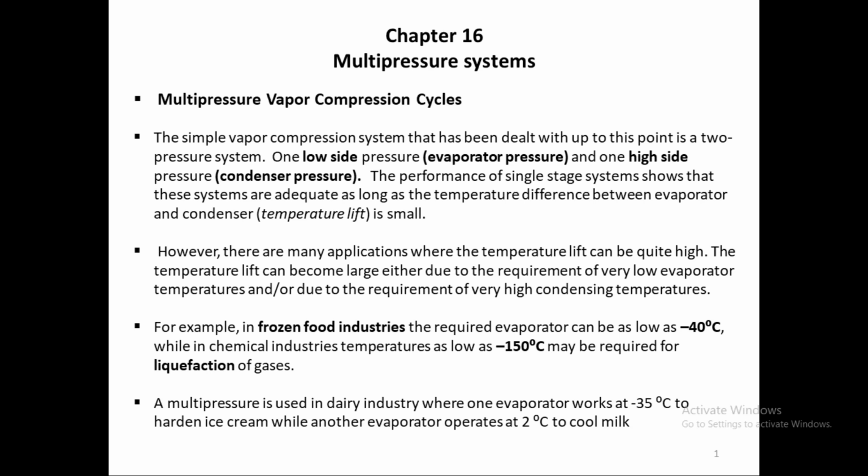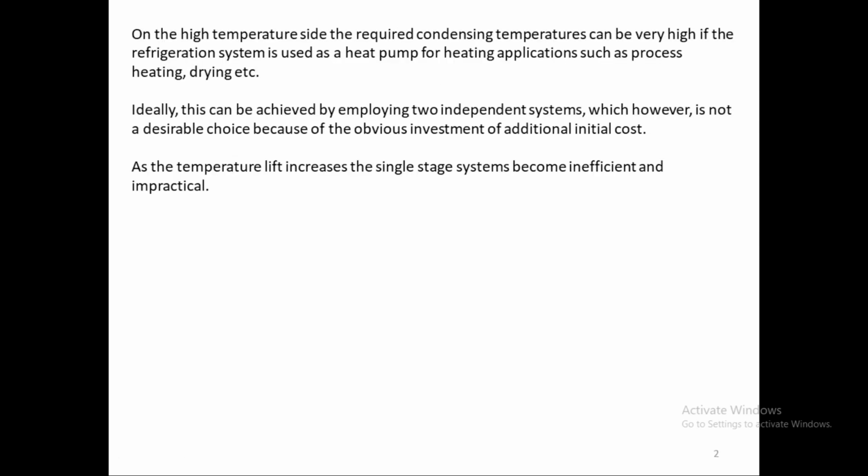There are also cases where we don't need just one lower temperature, but more than one. For example, in a dairy industry, you will need one evaporator to work at minus 35 degrees centigrade to harden the ice cream, and another evaporator to operate at 2 degrees centigrade to cool the milk. Ideally this can be achieved by employing two independent systems, which is however not desirable because of the higher initial cost. As the temperature lift increases, the single stage system becomes inefficient and impractical.